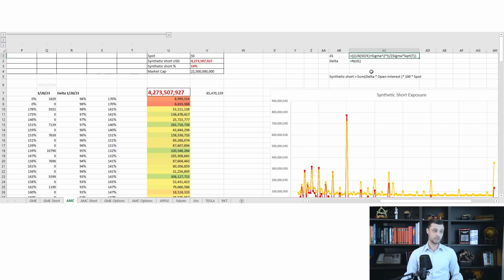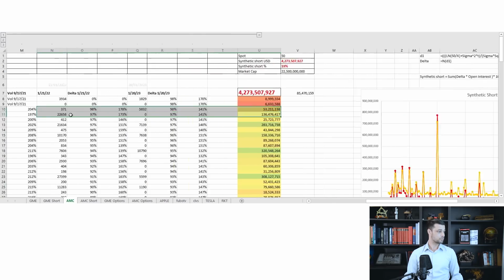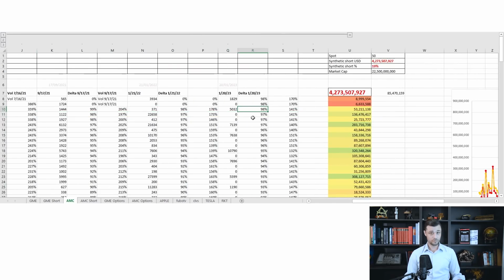So it's N of d1. d1 is equal to the logarithm of S divided by K, where S is the spot and K is the strike, plus volatility squared times T, where T must be in years here, divided by volatility times the square root of time in years. All right, so then you are able to get your delta. That is a probability we finish in the money.